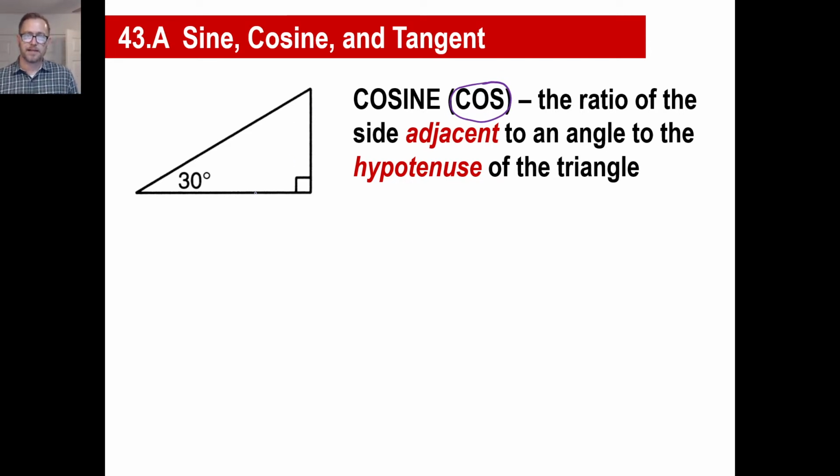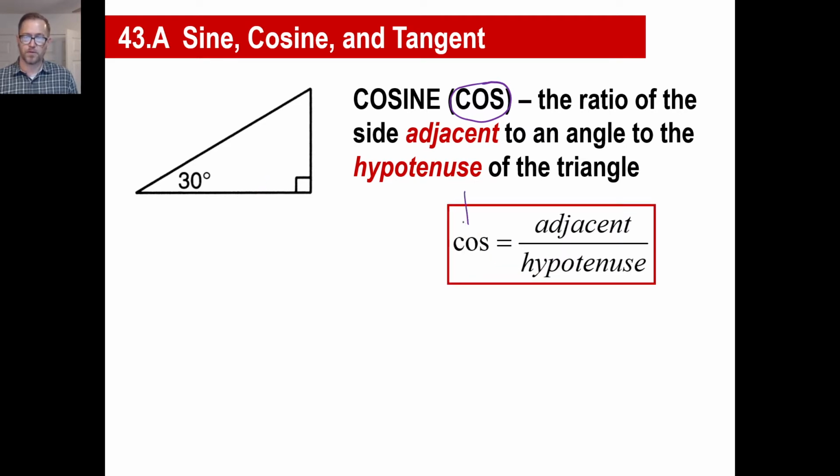And that is the adjacent to the hypotenuse. In other words, you'll see it sometimes like this. The cosine of an angle is adjacent over the hypotenuse. In other words, let's say you're messing around with this angle. Well, the hypotenuse doesn't change. That's still the hypotenuse. It's across from the right angle.